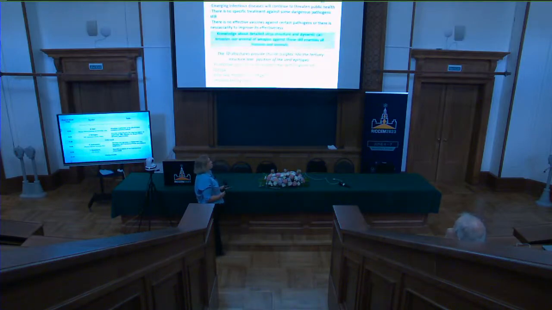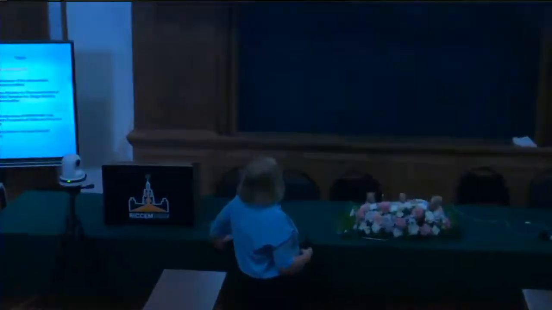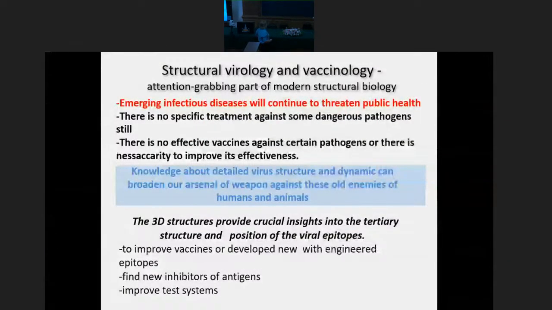Structural virology and structural vaccinology is the attention-grabbing part of modern structural biology because emerging infectious diseases will continue to threaten public health. And there is still no specific treatment against some dangerous pathogens, and there is no effective vaccine against certain pathogens, or there is a necessity to improve its effectiveness. And the case of COVID-19 is unforgettable, and this virus came to every family, but except for this dangerous virus, we have a lot of other ones.